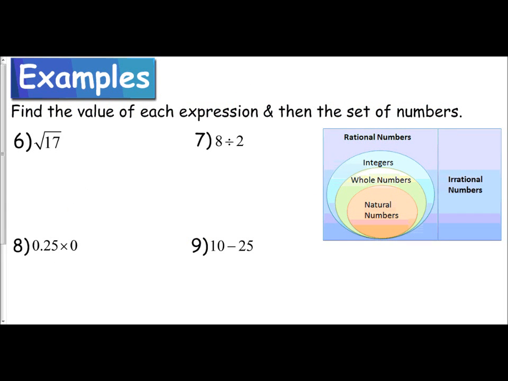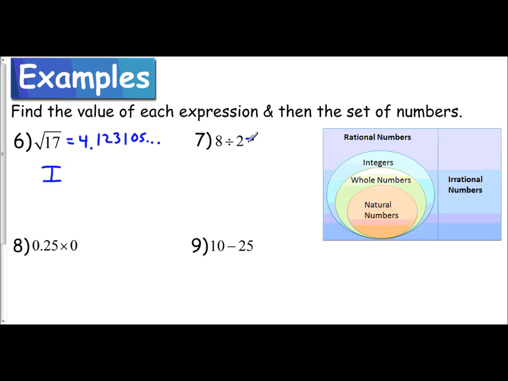Now let's take a look at simplifying the expressions before we determine what number set or sets they belong to. So the first one we have is the square root of 17. Again, if you were to type this in your calculator, you would get 4.123105. There is no pattern. It does not end. It's a non-repeating, non-terminating decimal. So then this is an irrational number.